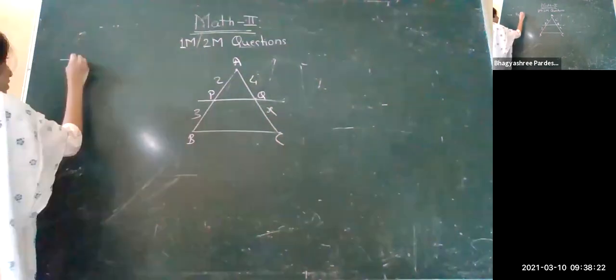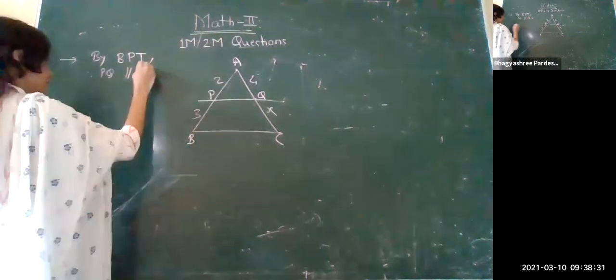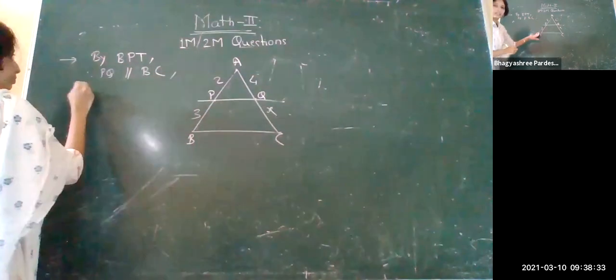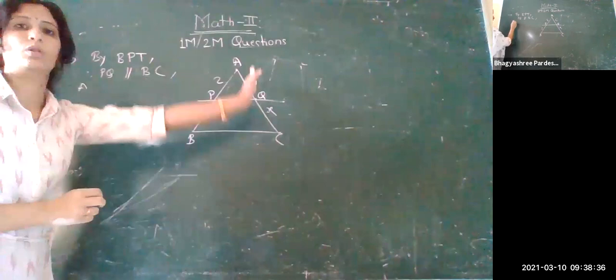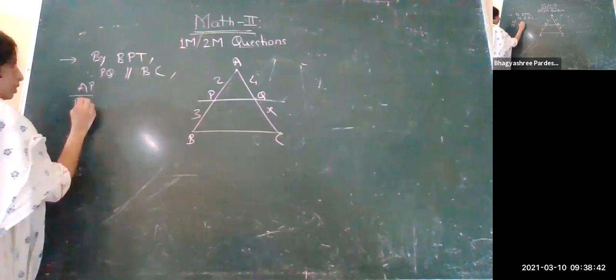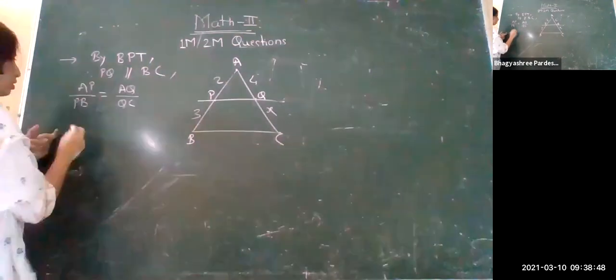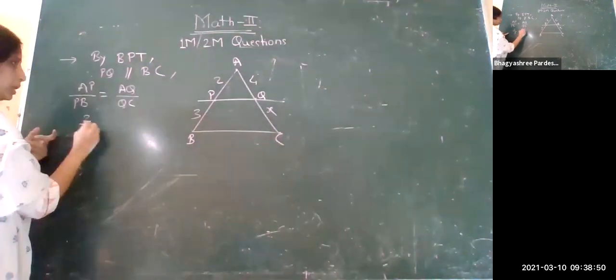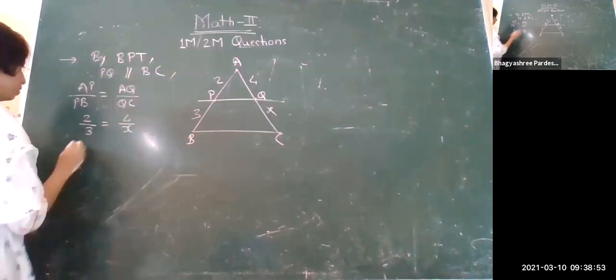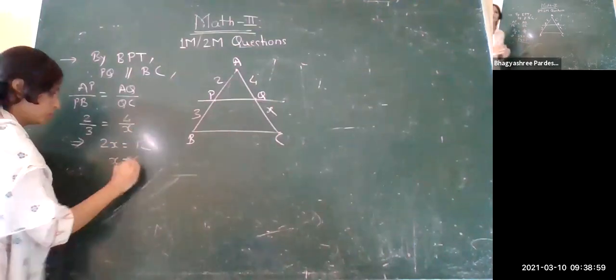What I said? By the basic proportionality theorem, or shortly BPT, since PQ is parallel to BC, we say that this side's ratio is equal to this side's ratio. That is EP upon PB is equal to EQ upon QC. Now simply substitute the values. 2 by 3 is equal to 4 by x. Solve using our regular method. You will get 2x is equal to 3 times 4, which is 12. So x is equal to 6.